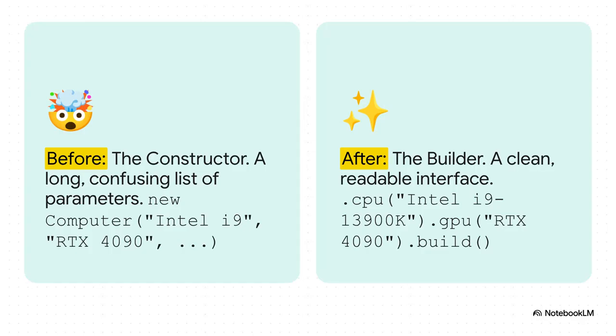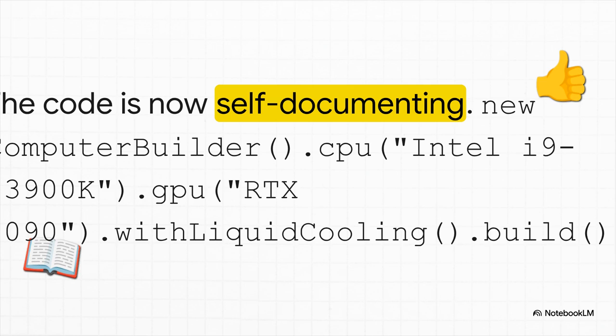And the transformation is just wow. On the left, you've got the old, confusing mess. On the right, the new builder method. It's clean, it's readable, and you know exactly what each line is doing. The difference is literally night and day. With the builder, the code practically reads like a story. You can see precisely how this high-end gaming rig is being put together step by step. There's no more guessing which parameter goes where.